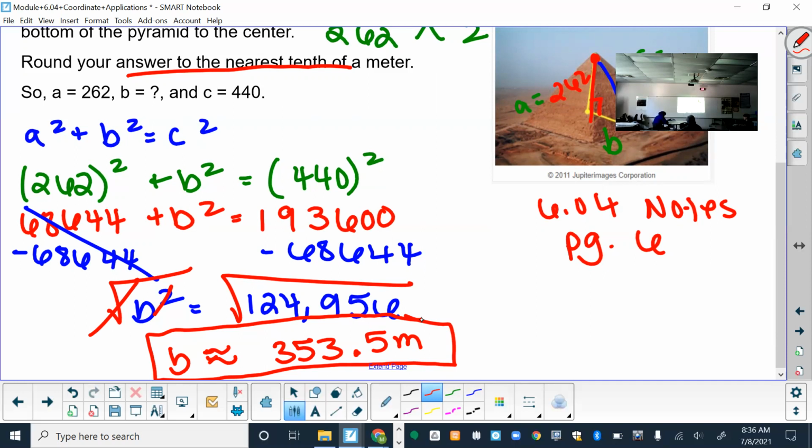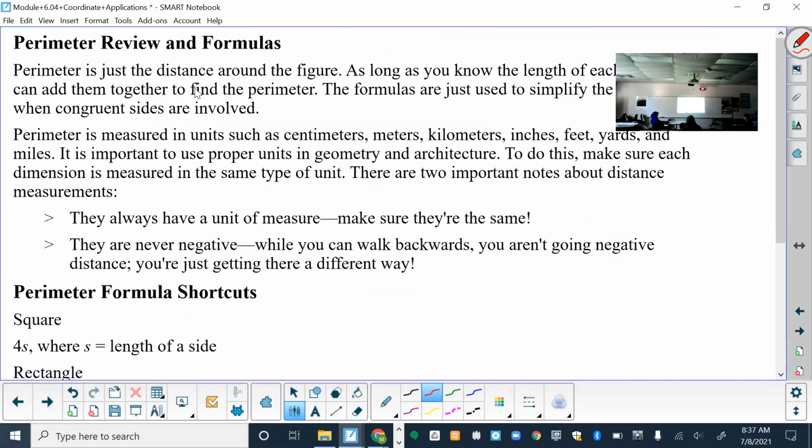All right, I would hate for you to miss points just because the calculator has a user error on it. So don't let that happen. Questions before we move on to something a little bit different? All right, so that's for Pythagorean theorem.